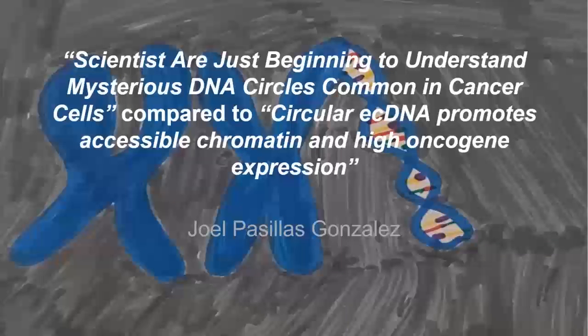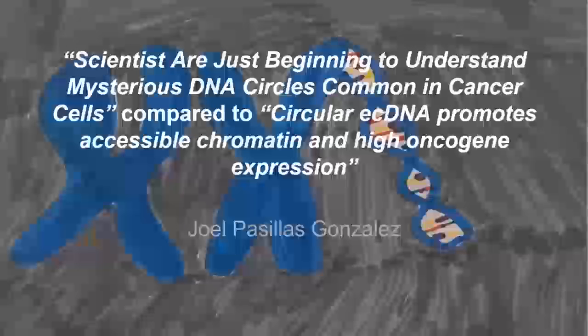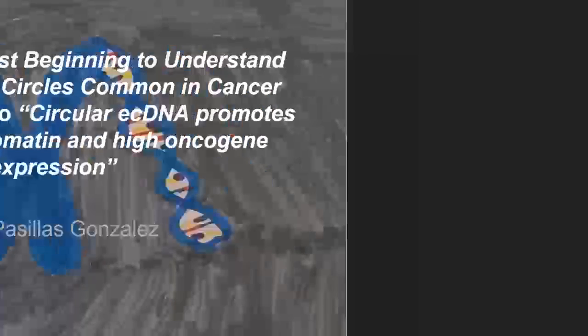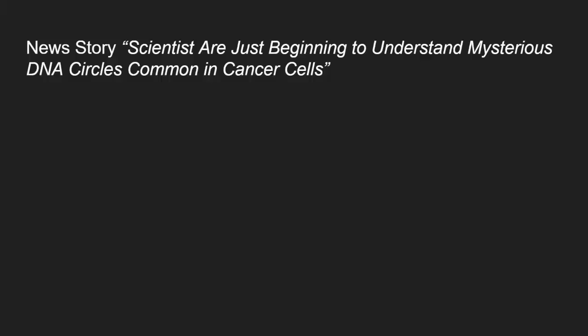In this presentation, I'm going to compare the accuracy of the news article "Scientists are just beginning to understand mysterious DNA circles common in cancer cells" compared to its source material, "Circular ecDNA promotes accessible chromatin and high oncogene expression." In the news article, scientists are just beginning to understand mysterious DNA circles common in cancer cells.